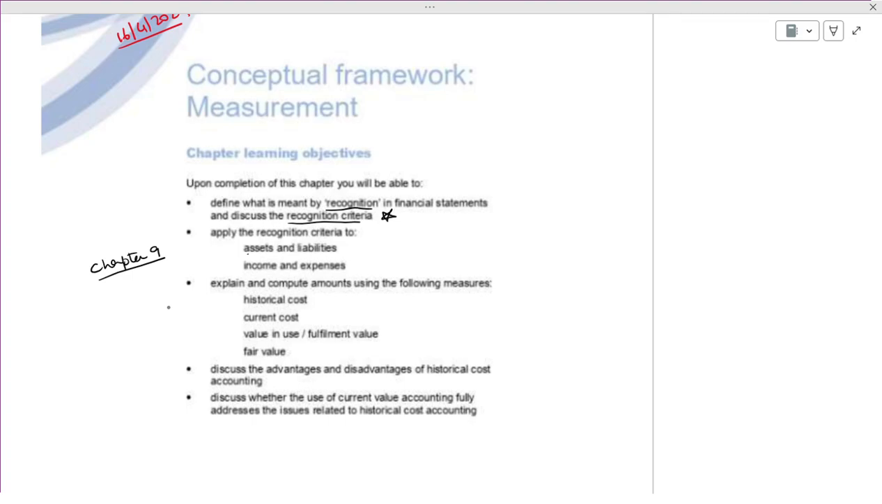Income, expenses also. What is the income, what are the expenses? We have done this extensively. Is it right? We have done extensively historical cost, current cost, value in use.